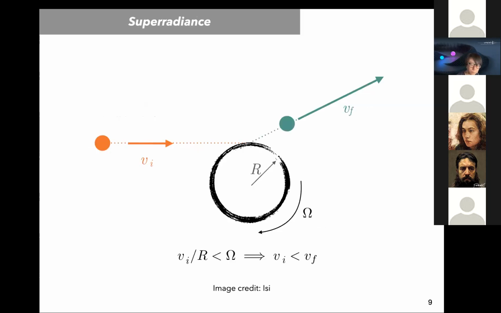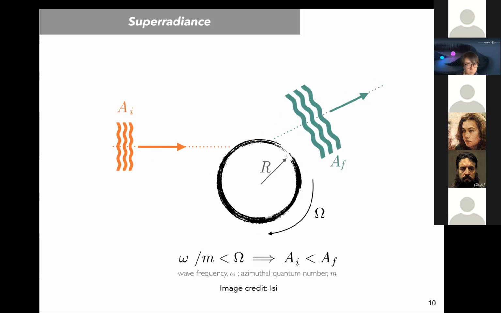First of all, what is superradiance? That is actually pretty easy to understand. It's just a kinematic effect. Imagine that we throw a ball tangentially towards a spinning cylinder with some initial velocity v_i. If the velocity divided by the radius of the cylinder is smaller than the angular speed of the cylinder, the ball gets accelerated and leaves with a larger speed.